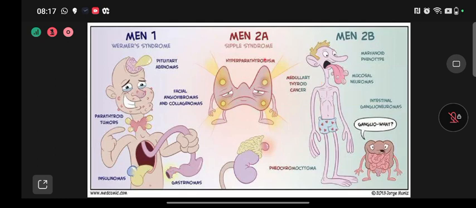In MEN 1 syndrome, also known as Wermer syndrome, it's due to the menin gene. It's an autosomal dominant condition, and in this there are pituitary adenomas, parathyroid tumors, and pancreatic tumors, which are insulinomas and gastrinomas. MEN 2A, known as Sipple syndrome, occurs due to the RET mutation on chromosomes 10 and 11, and in this hyperparathyroidism is there, medullary thyroid cancer is there, and pheochromocytoma is there.